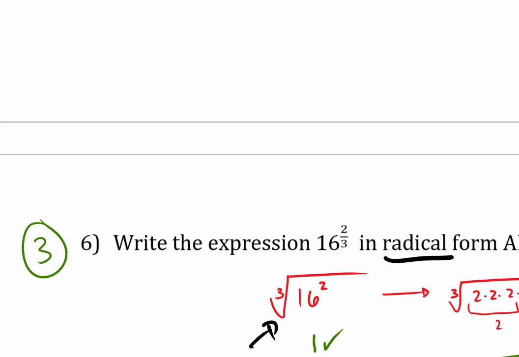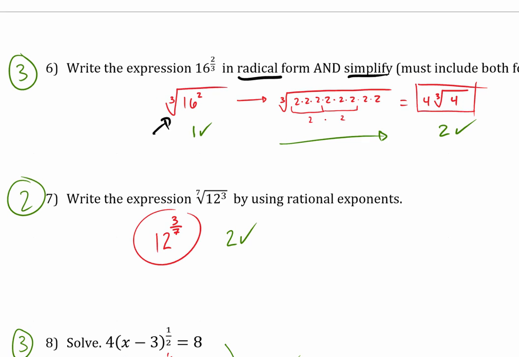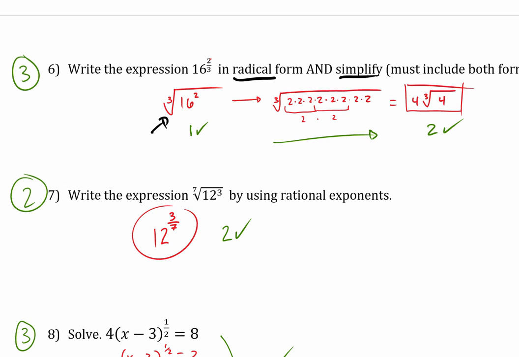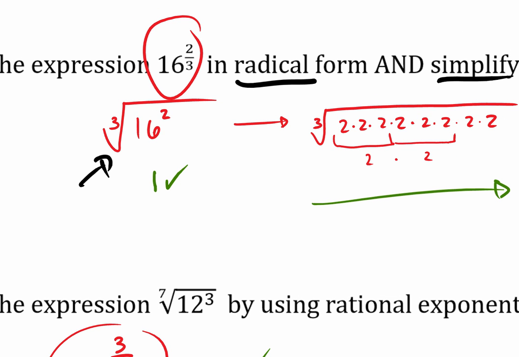Next one. Number 6 asks you to write this in radical and simplified form. This, in radical form, it's 16 squared, the cube root of that.